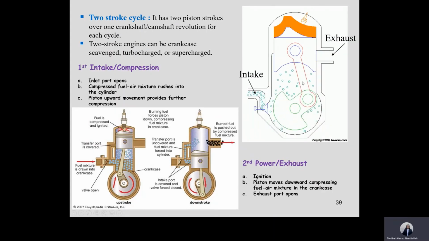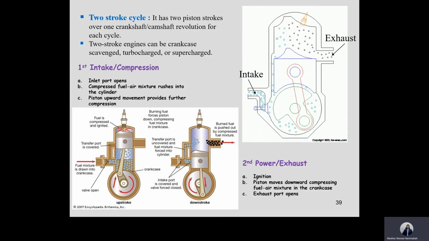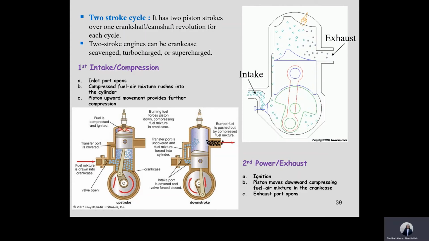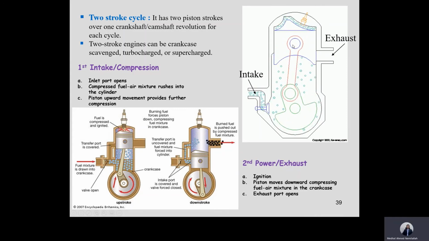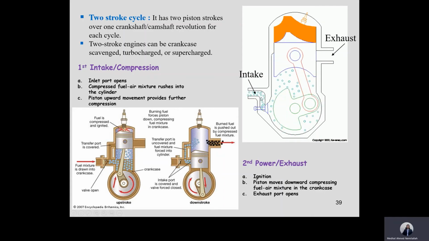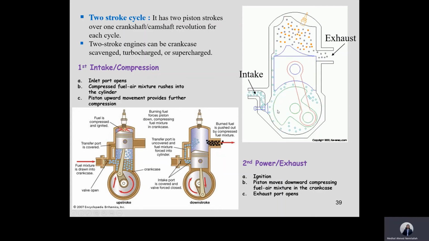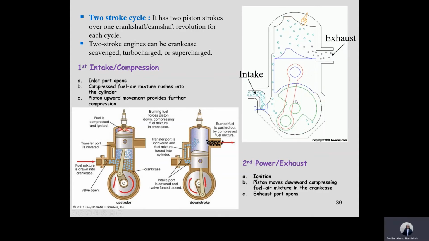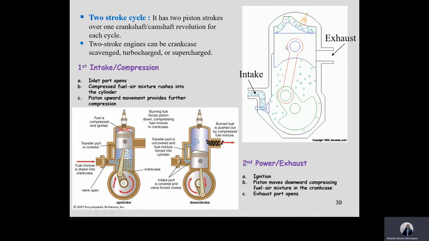The next type here is the two-stroke. As we said, two-stroke just combines the compression plus intake in one stroke, and then the expansion plus exhaust in another stroke. If you look here, first of all, the piston is moving up. While the piston is moving up, look at the crankcase here. The piston is moving up, so the intake port will be opened here, and the crankcase will be filled with air plus fuel.